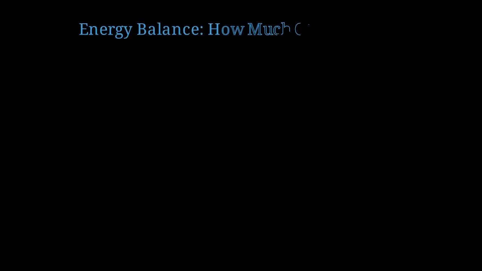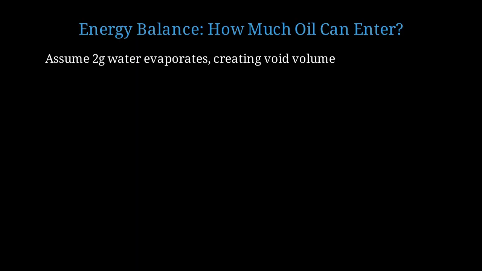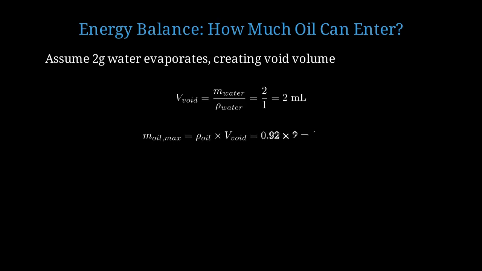Let me do one more calculation. How much oil can potentially enter the food based on the volume of water that leaves? If 2 grams of water evaporate from a French fry, this creates a void volume of approximately 2 milliliters inside the porous structure. Void volume equals mass of water divided by density of water equals 2 divided by 1 equals 2 milliliters. Maximum oil mass equals density of oil times void volume equals 0.92 times 2 equals 1.84 grams.